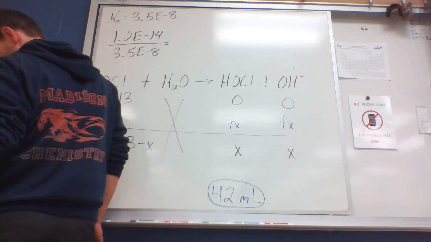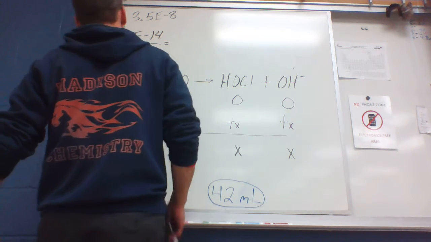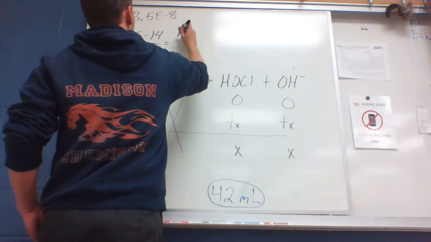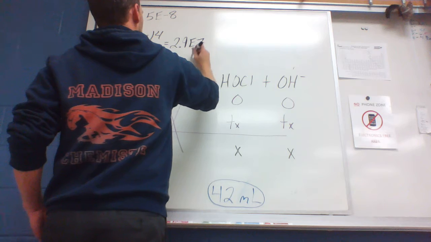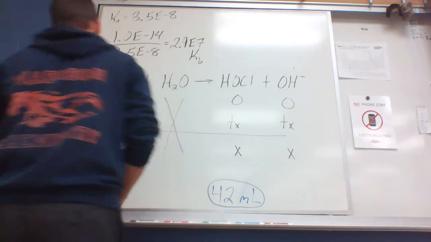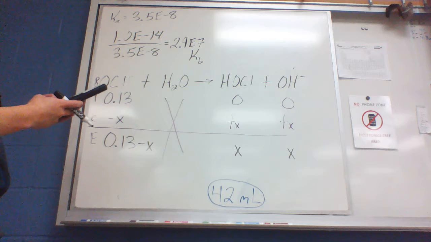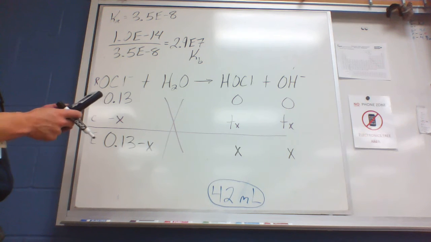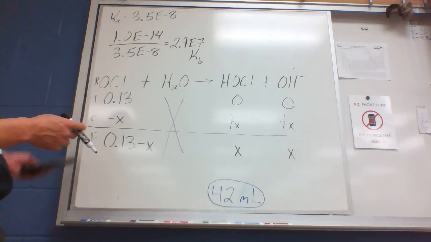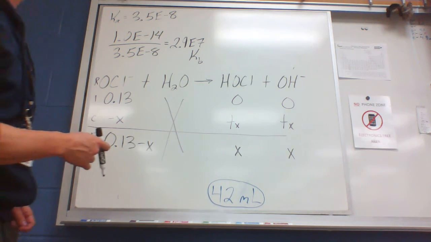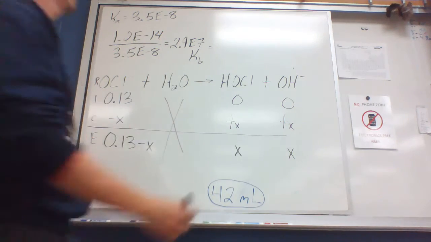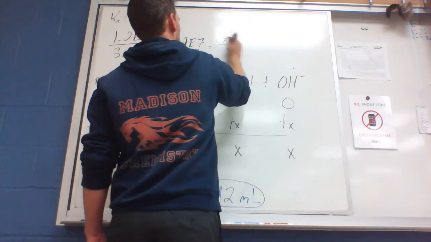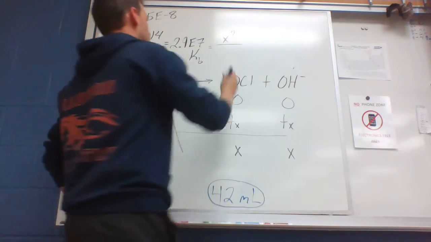What did you get? 2.8 and 2.9 E negative 7. Did you get that, Diego? I don't have that written in my notes for some reason. Yes. All right, there's my Kb. And now we can set that equal to all of our good stuff here, which will be x squared over 0.13 minus x.